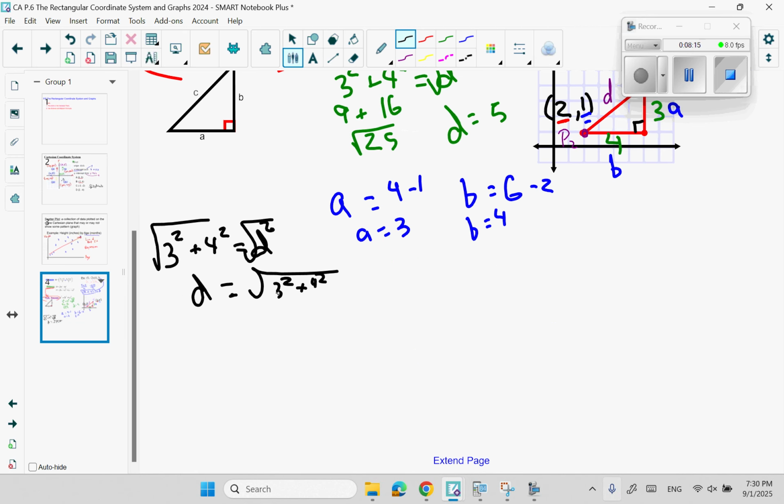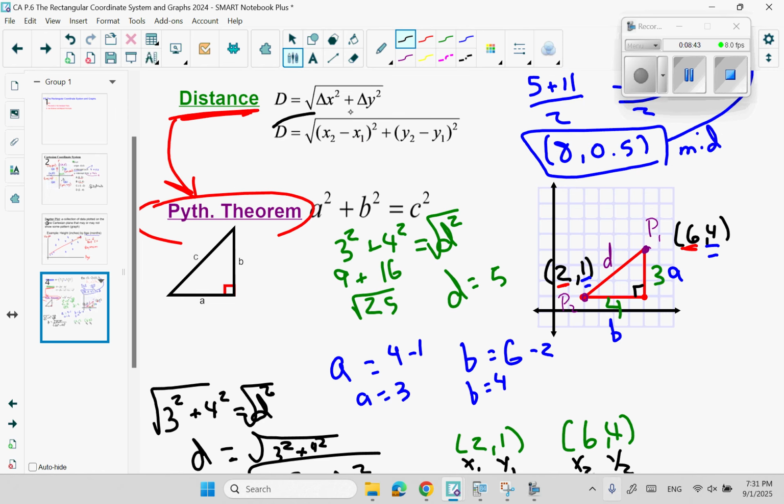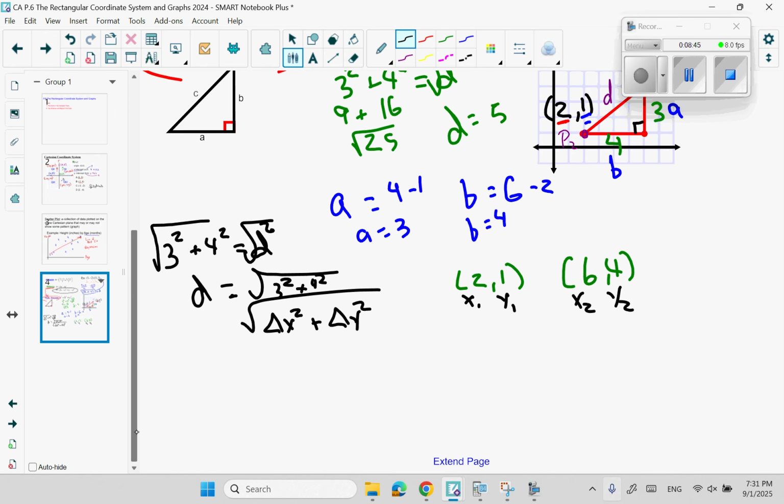Well, again, this 3 was our change in x values. And this b, or the 4, is our change in y values. That's where this formula comes from. So if I didn't draw a picture and I just knew 2, 1, 6, 4, and I labeled them as x1, y1, x2, y2, and followed the formula as written, I would still get the same values.